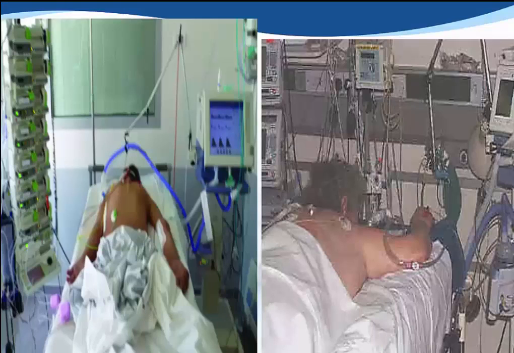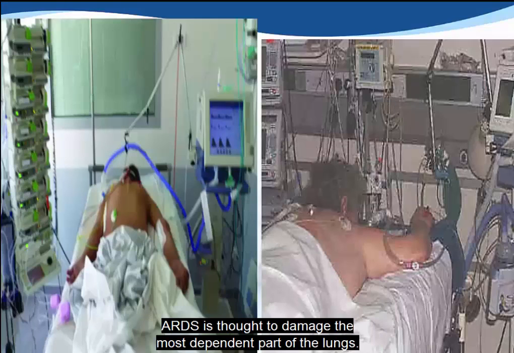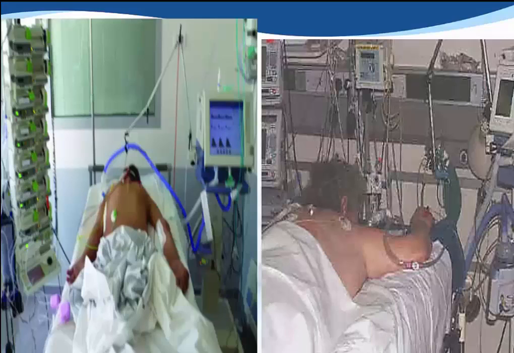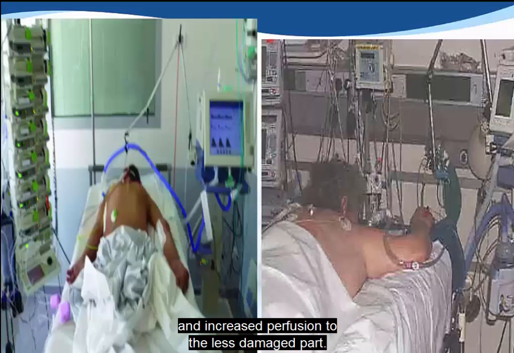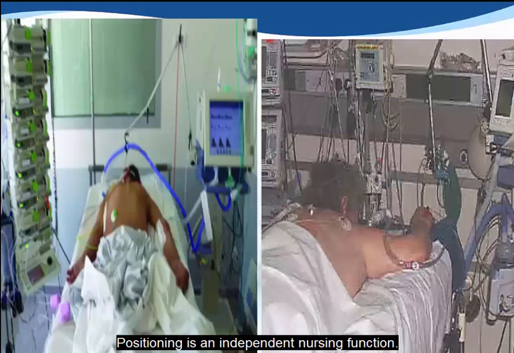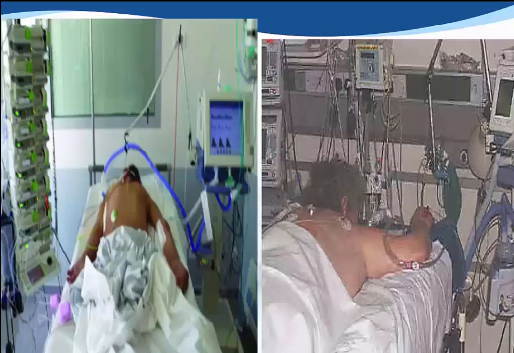respiratory failure. ARDS is thought to damage the most dependent part of the lungs. So by positioning the patient prone, there is a change in the dependent portions and increased perfusion to the less damaged part. Positioning is an independent nursing function.